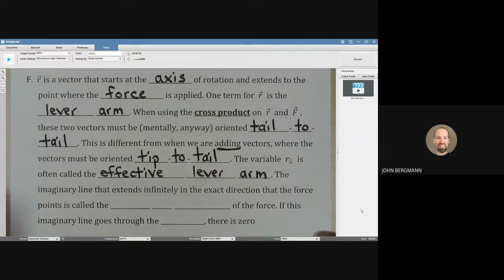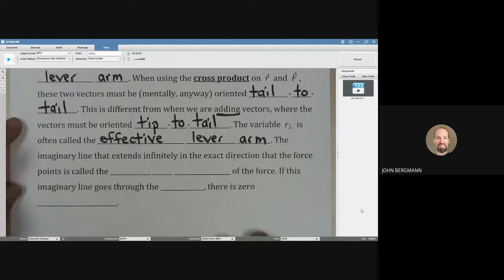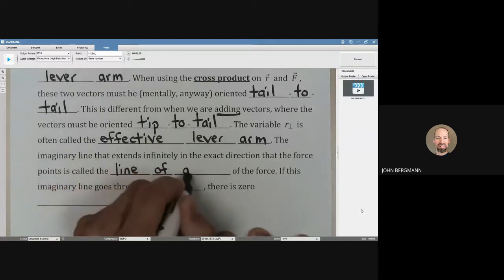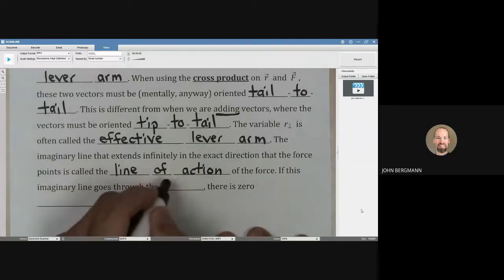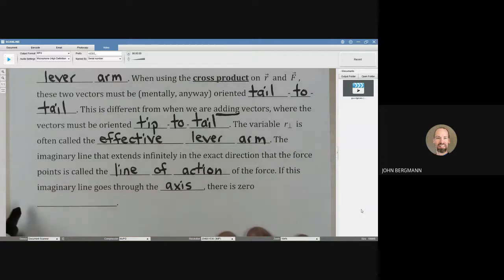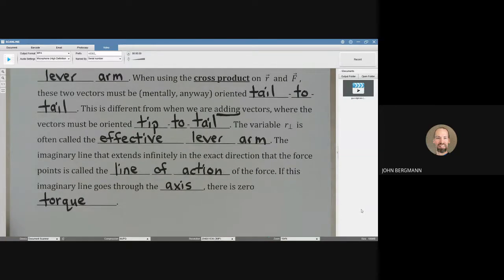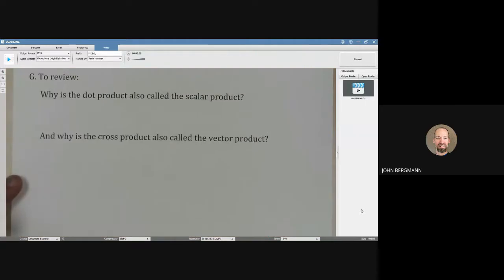The imaginary line that extends infinitely in the exact direction that the force points is called the line of action of the force. If this imaginary line goes through the axis, there's zero torque. We'll kick all these ideas around as these videos proceed, but when we are multiplying vectors, we need to mentally have the tails of the vectors connected, not tip to tail.